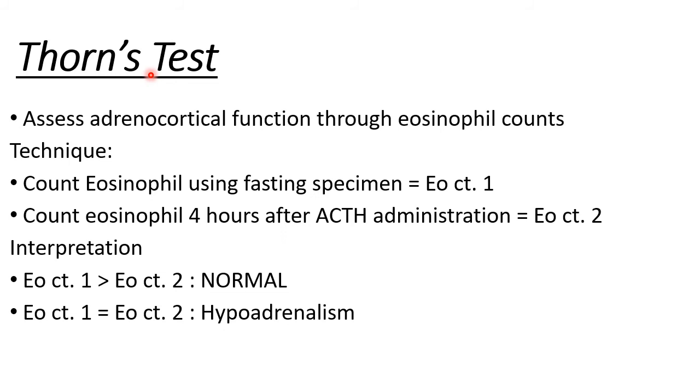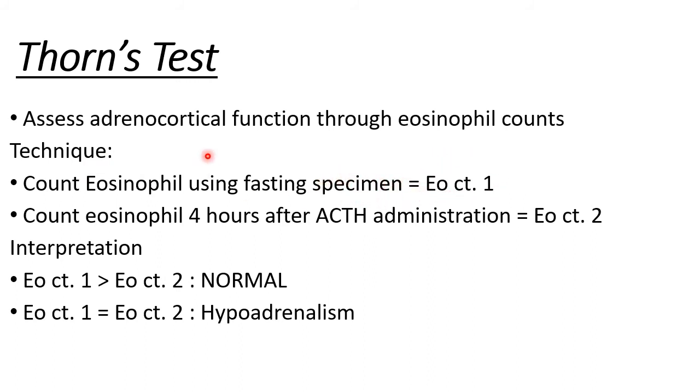So based dun sa ating variations, ginagamit nga ang eosinophil count in terms of the assessment of your adrenal cortex. Okay? Kasi naapektuhan ng hormones natin yung ating eosinophil count. So, meron tayong test na tinatawag natin Thorn's test. And in this technique, we make use of 2 samples. Ang unang sample mo is you have to collect a fasting specimen. And then sa fasting specimen na yon, magka-count ka ng eosinophils. So this is your eosinophil count 1.